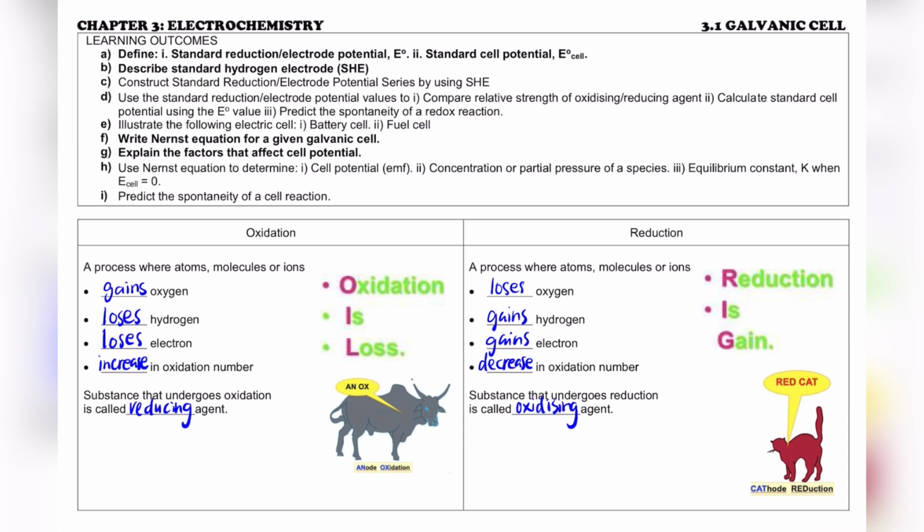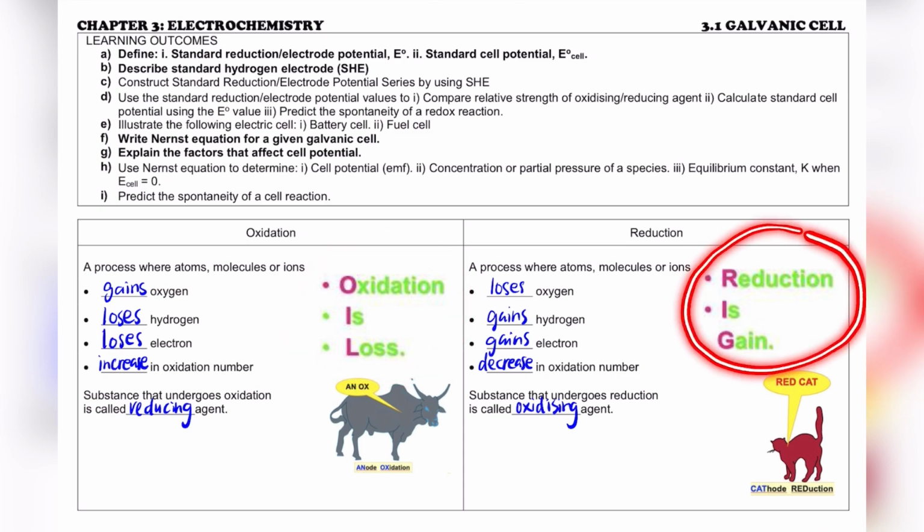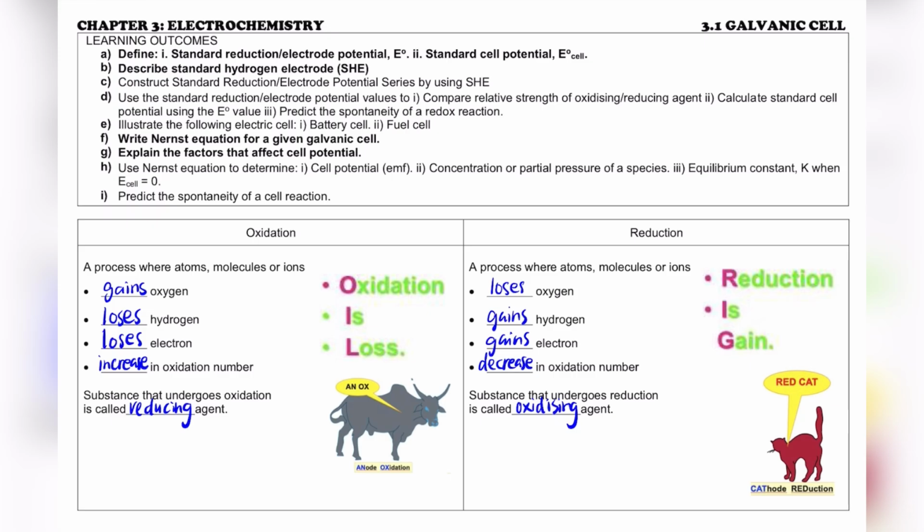to understand more. For example, I have AN OX. AN is anode, OX is oxidation. So oxidation will happen at the anode. So oxidation is loss. Next, we have RED CAT. This acronym is helpful to determine the position of reduction, which will be at the cathode. Reduction is gaining. So losing the electron, gaining the electron. So I hope you can understand the two differences here.